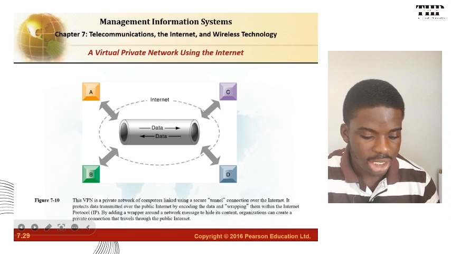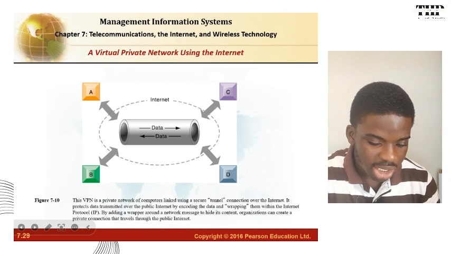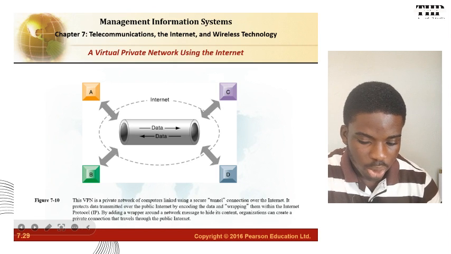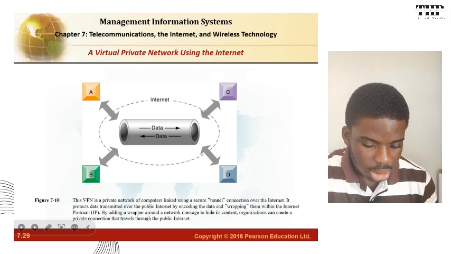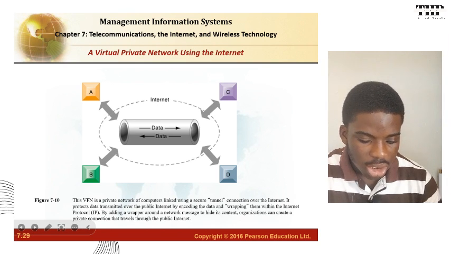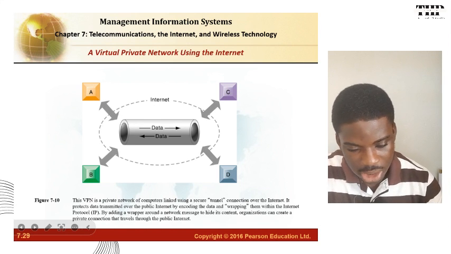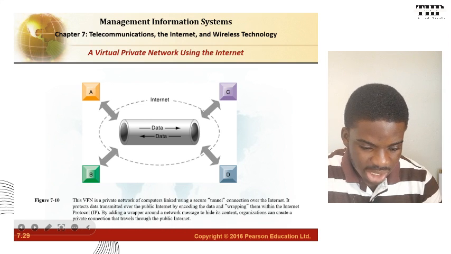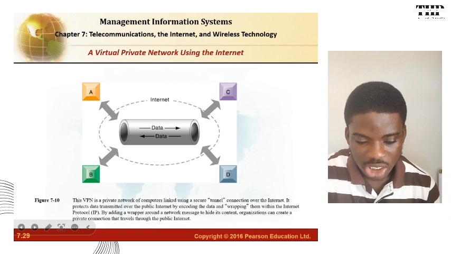And this is a VPN, right? A VPN is a private network of computers linked using a secure tunnel connection over the internet. It protects data transmitted over the public internet by encoding the data and wrapping them within the internet protocol, adding a wrapper around a network message to hide its content. Organizations can create a private connection that travels through the public internet. So this is the tunnel that they're talking about, right? Everything that passes through this tunnel is encrypted, so it can't be seen. That's how a VPN works. The data is going, data is coming.